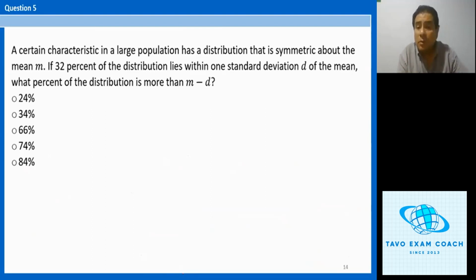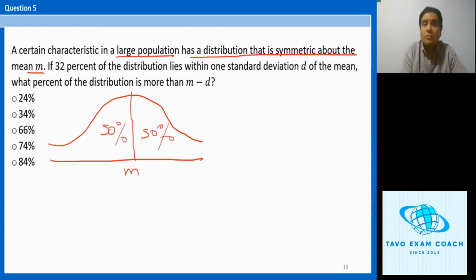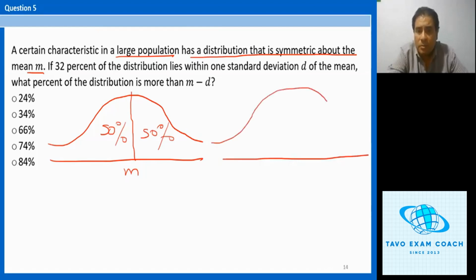So here, first, important data: a large population with a distribution that is symmetric about the mean. What does it mean? That is a large set of values, but there is the same number of values above the mean and below the mean. So 50% of the values are greater than the mean, 50% of the values are less than the mean. On the other hand, they tell you that 32% of those values are actually in a given range.